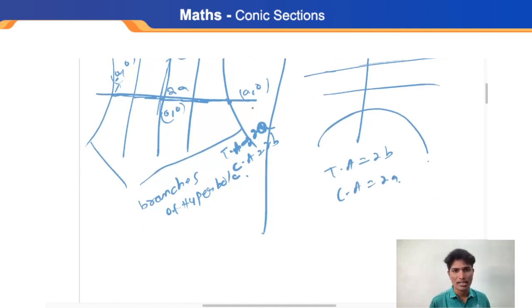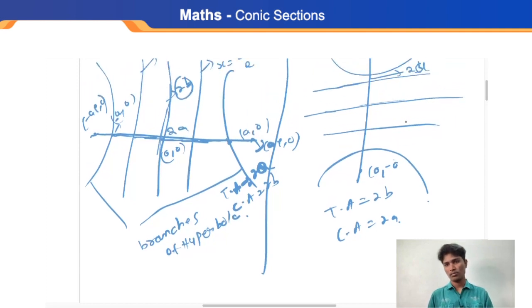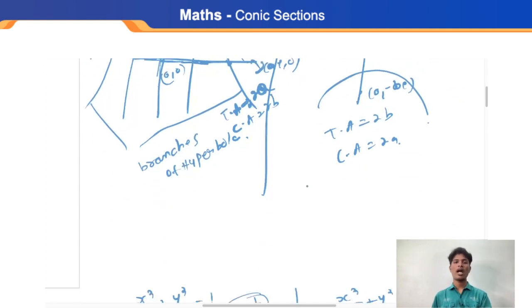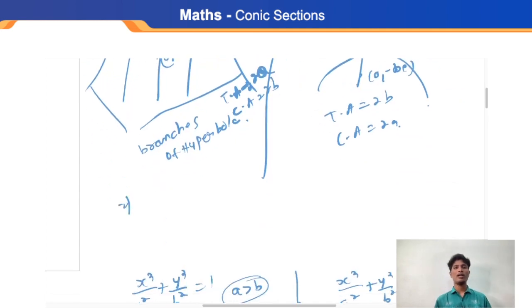And what is the focus? The focus coordinates are ae, 0, and here it is minus ae, 0. And here the focus is 0, minus be. Here it is 0, plus be. Very important. And here the equations.